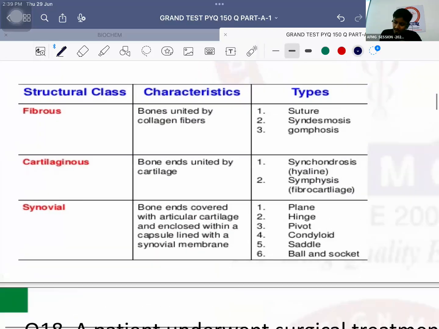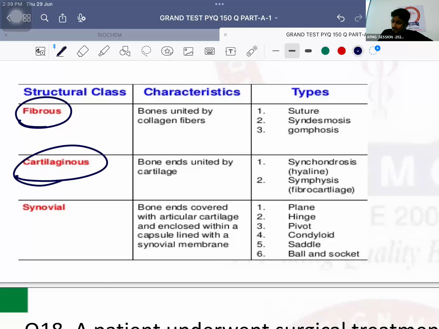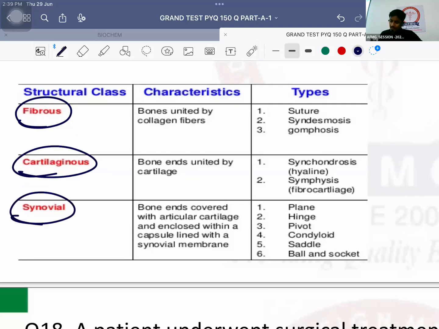Okay? There are 3 varieties of joint. The one which does not move at all. Okay? Non-movable joints are called fibrous joints. Slightly movable joints are called cartilaginous joints, and freely movable joints are called synovial joints.